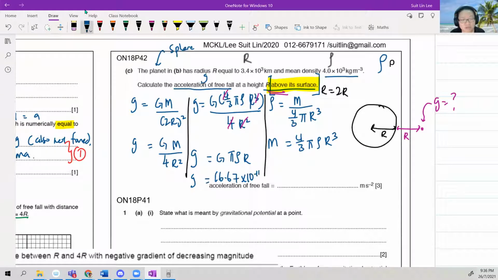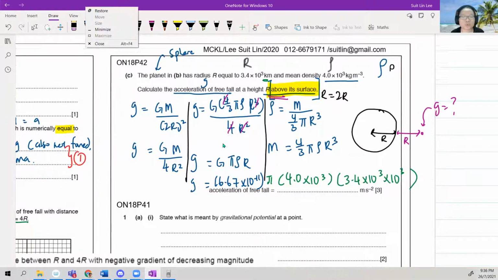6.67 times 10 to the power of -11. I better use different color. And pi will stay there as pi. We have density 4.0 times 10 to the power of 3. We have radius. Please, you see the km here. 3.4 times 10 to the power of 3 times 10 to the power of 3.